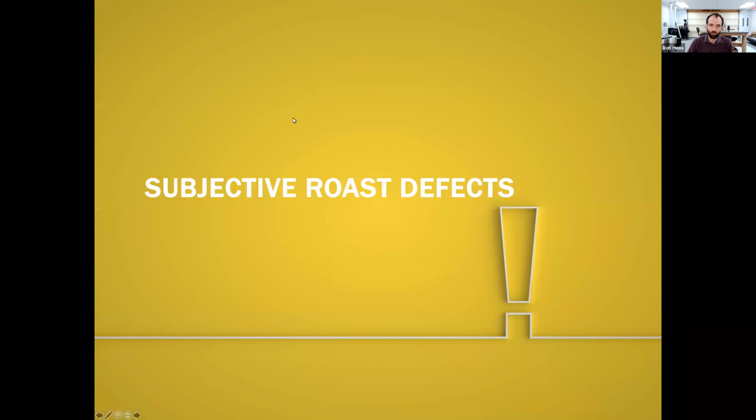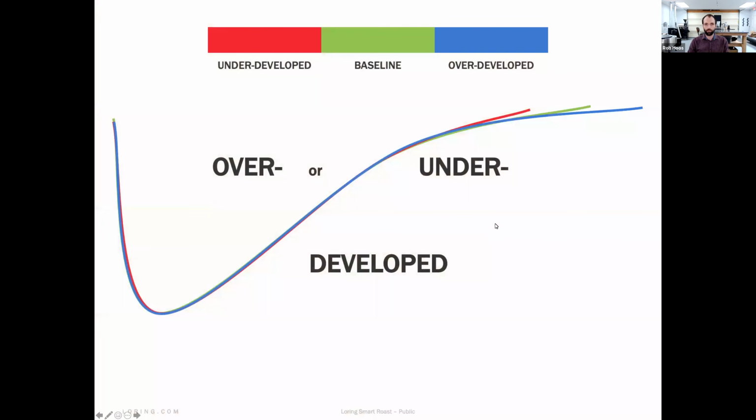Let's start with the ones that are a little trickier to talk about because they are subjective. So let's dive into subjective roast defects. The first one is going to be under or overdeveloped. We've got a couple of different examples here, and one thing I want to highlight is that when we're talking about over and underdeveloped, specifically we're looking at coffees that have different lengths of development time, theoretically to the same end temperature or end color, although that isn't always the case.